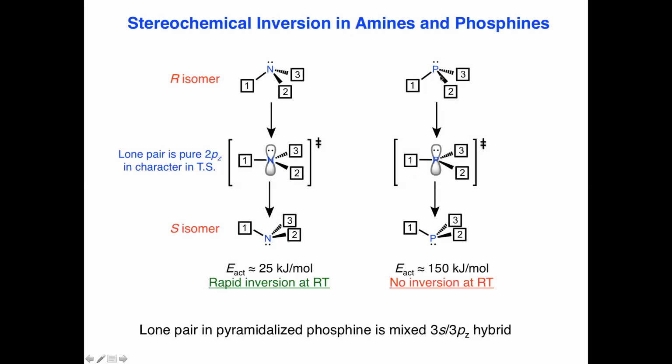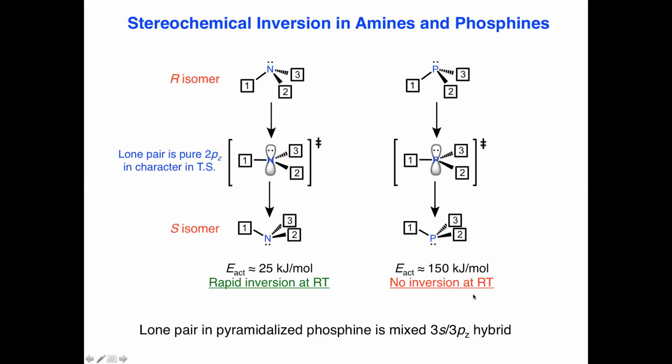However, for phosphorus in the ground state pyramidalized form, this lone pair actually has a lot of 3s character mixed into the 3spz. And so that means in order for it to go planar in this transition state, where that lone pair has to be completely in a 3pz orbital, there's actually a lot more perturbation of the electronic structure that has to take place. And that results in a much, much larger activation barrier of around 150 kilojoules per mole. At 150 kilojoules per mole, you are not getting over that at room temperature.